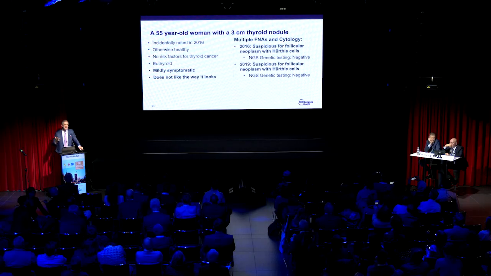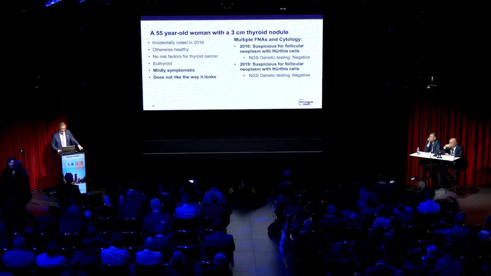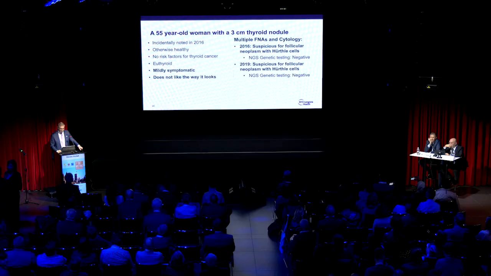So of course, the first place to start is with cytology, with sampling. So multiple FNAs were done on this nodule in 2016. The result was suspicious for follicular neoplasm with Hürthle cells. So this is an indeterminate diagnosis. And in 2016, with an earlier form of the test, it was negative. As time went on, we decided to biopsy this nodule again, and it was again suspicious for follicular neoplasm with Hürthle cells, again indeterminate, and again gene test negative with the most recent version of the test, the data for which I just showed you.